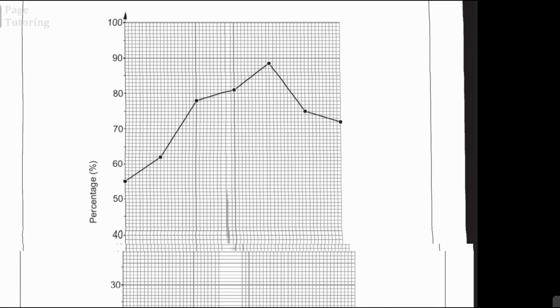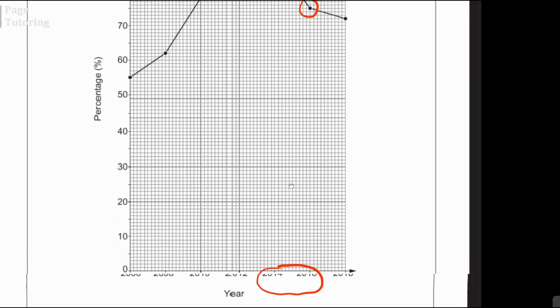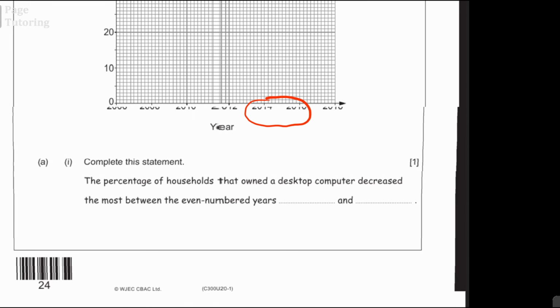Starting at 2006, we've got a steady increase, and we can see that because the percentage is going up on this left hand side. So it goes up, up, up, up, up, until we get to here, this nice peak, and then suddenly it drops, and then it drops again. But that second drop is not as big as that first one, and we can tell because it's not as steep. That tells us that it decreases the most between this really high peak and this lower peak here. So that's between 2014 and 2016. So we're just going to plug that into our answer.